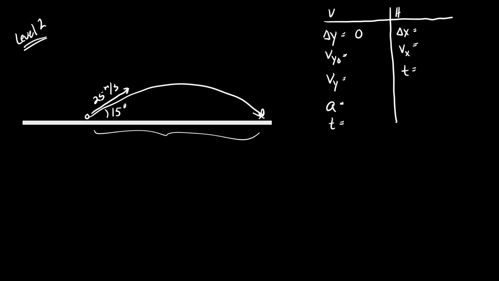But the initial y velocity is not 0. The initial y velocity is 25 sine 15. So it's clearly got a y component of its velocity. And Vx, 25 cosine 15. It clearly has a horizontal component of its velocity. So this is like 6.4 meters per second and 24 meters per second. I would keep decimal places there.